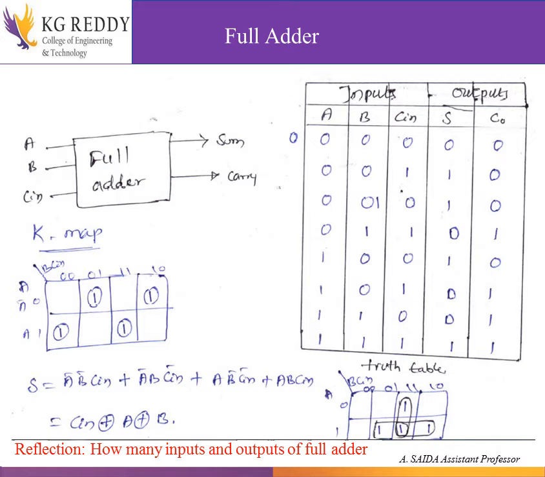Similarly, carry equals 1 when two of the inputs are ones. So B1, C1 gives carry 1, A1, C1 gives carry 1, A1, B1 gives carry 1, and when all bits are 1, 1, 1, we also get carry 1 and sum 1. For those points, to implement the carry output we should have the Boolean expressions. To get them you can take the K-map, or you can also write them directly. These are the K-map for the sum and the K-map for the carry.